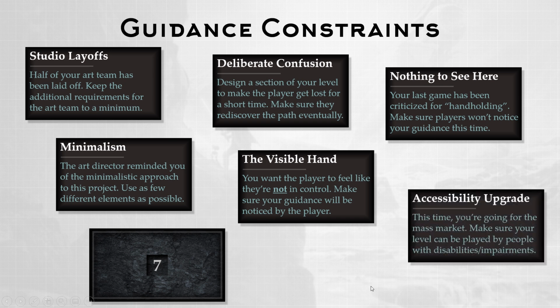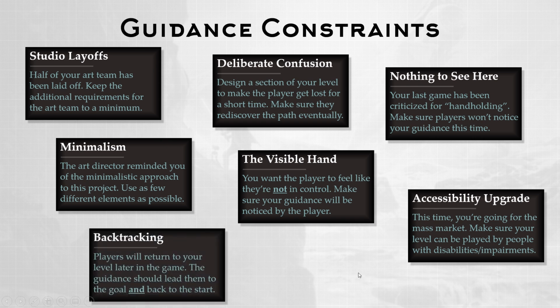Number 6, accessibility upgrade. This time you're going for the mass market. Make sure your level can be played by people with various disabilities or impairments. So here it's important to think about certain barriers that people usually face when they're confronted with game levels and how you could tackle them.